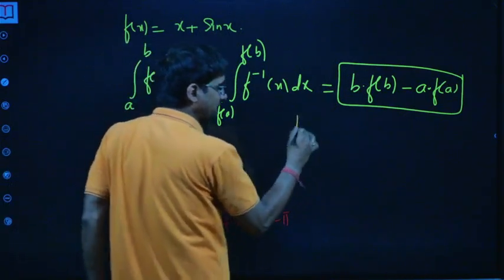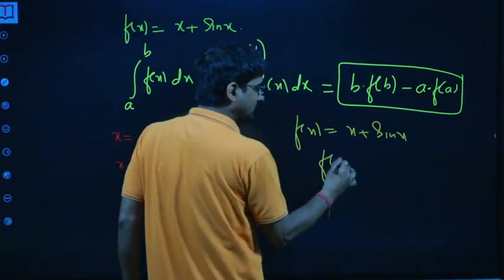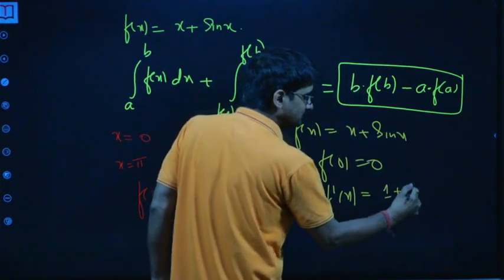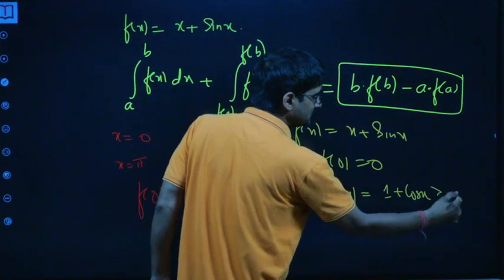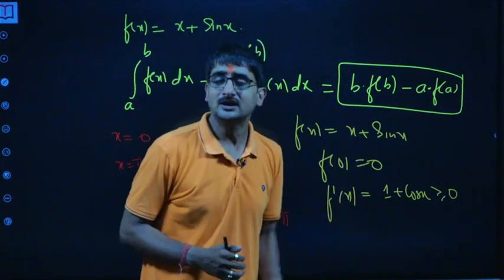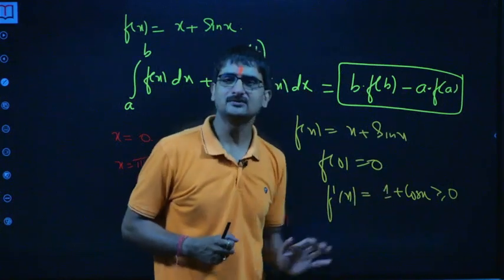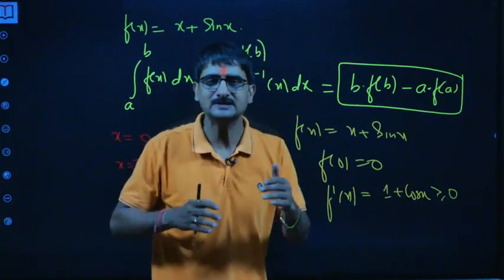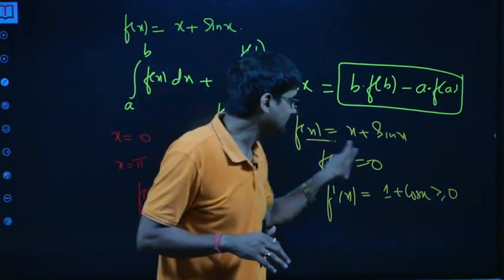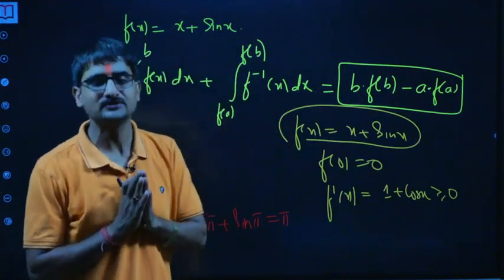Why? Because f(x) is x plus sin x, so f(0) is 0 for sure. Now differentiate: f'(x) is 1 plus cos x. This can never be negative, it is always positive. At most it can be 0, and that too only at one point, meaning at odd multiples of pi, at no more points. So that means f(x) is always positive.